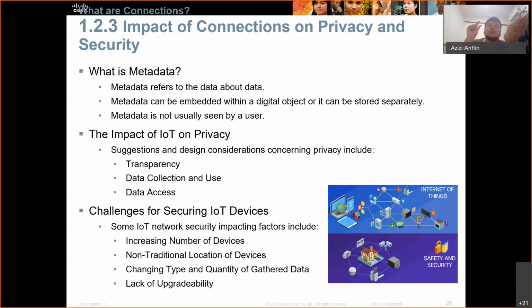So maksudnya data berkenaan dengan location tu, metadata yang describe, okay, siapa yang create data tu. Ni data untuk siapa. Faham tak? Bila data tu start created, bila dia last updated. So dia adalah data about the data. Itulah metadata. So meta refer to the data about data. So metadata can be embedded within the digital object or it can be stored separately and metadata is not usually seen by user. So selalunya dia diproses oleh machine itself. Tapi user boleh tengok je tapi selalunya dia dalam machine.